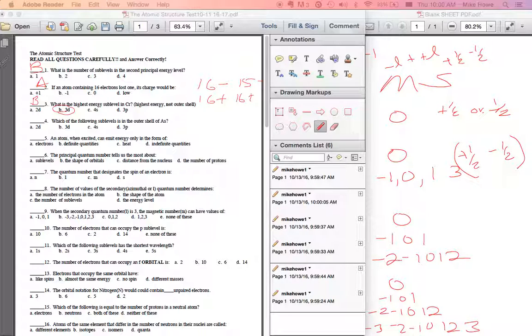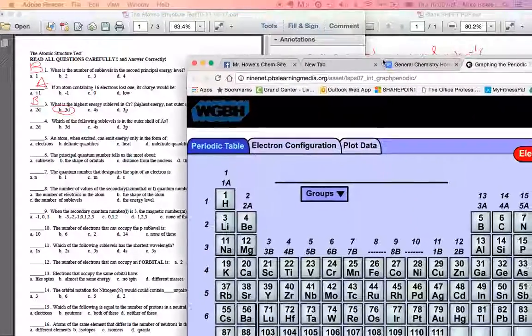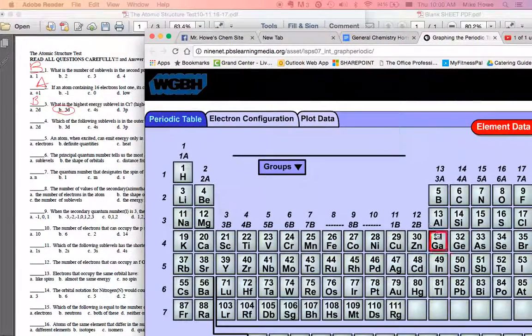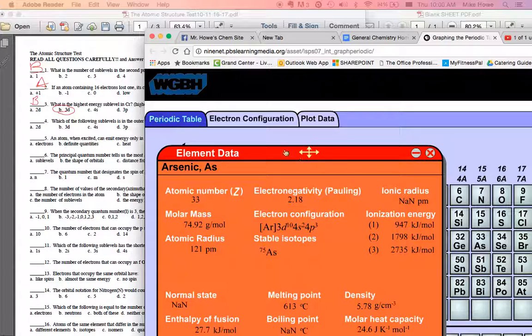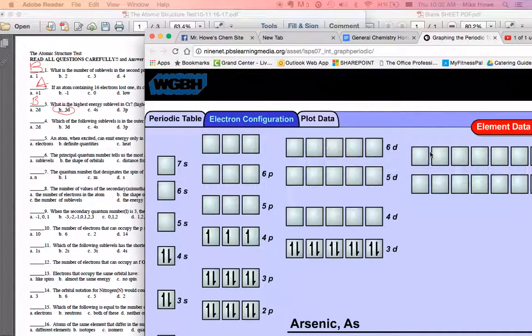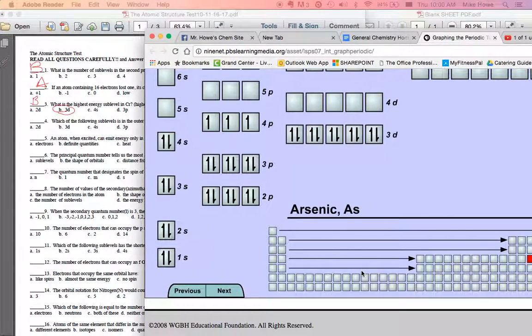I'm going to pull this in so you can see it. All right, we're at arsenic. So we want to know which of the following sublevels are in the outer shell of arsenic. So we'll pull this in. Here's arsenic. We'll click on electron configuration, close this down.